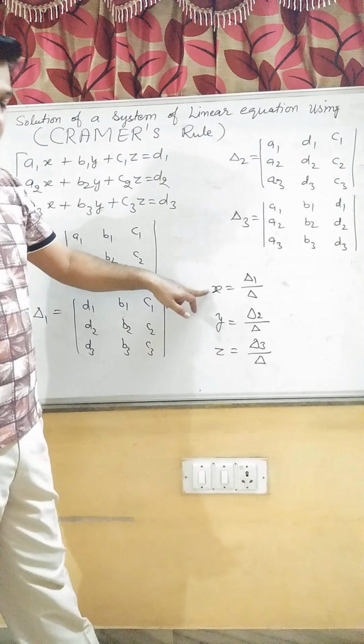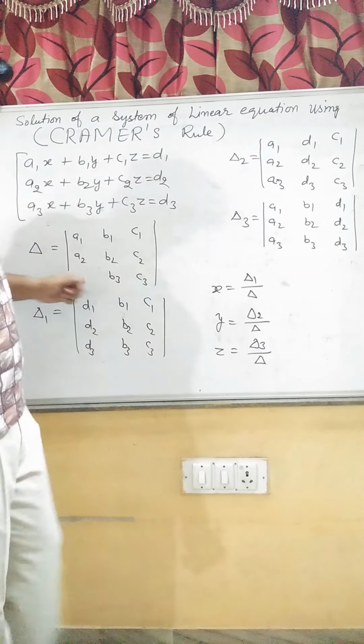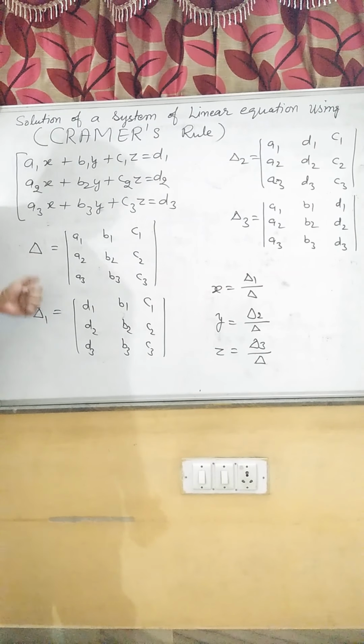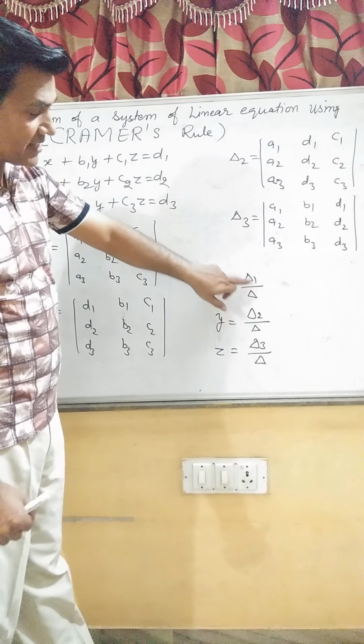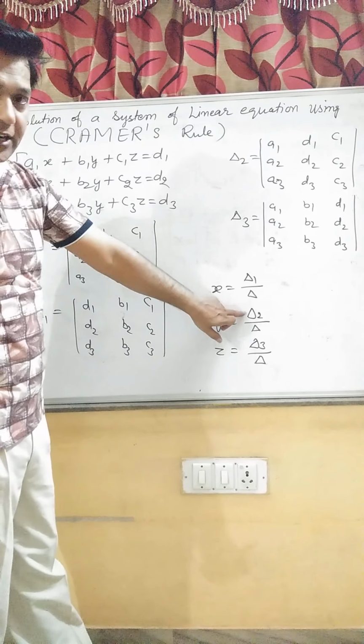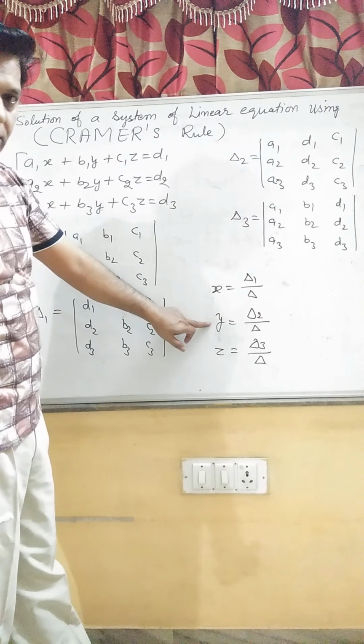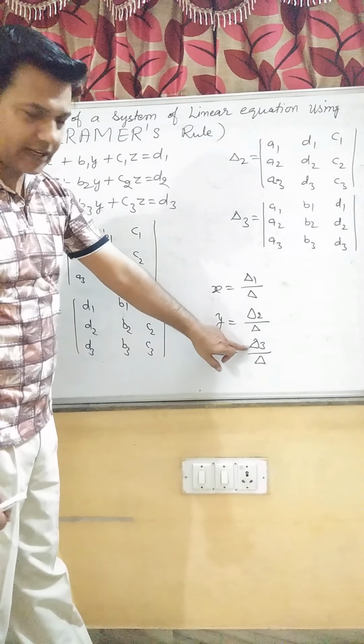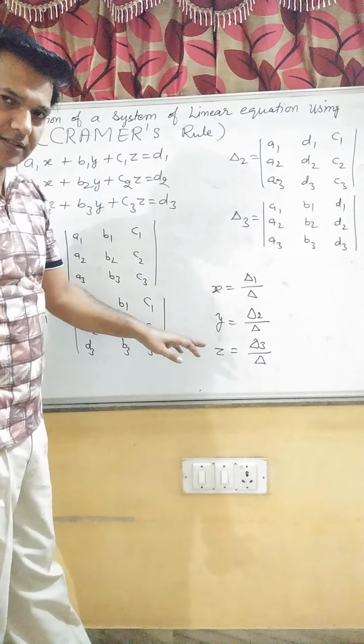If you want to find the value of x, divide del 1 by del, and you will get x. If you divide del 2 by del, you will get y. Del 3 by del, you will get z.